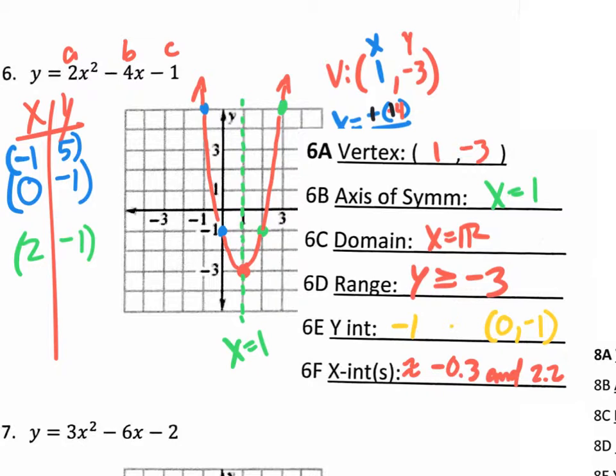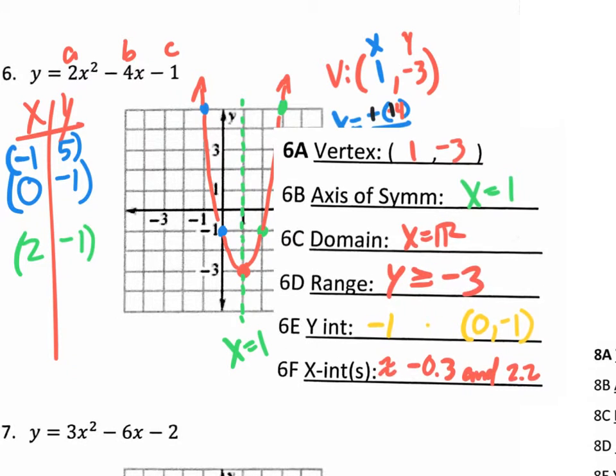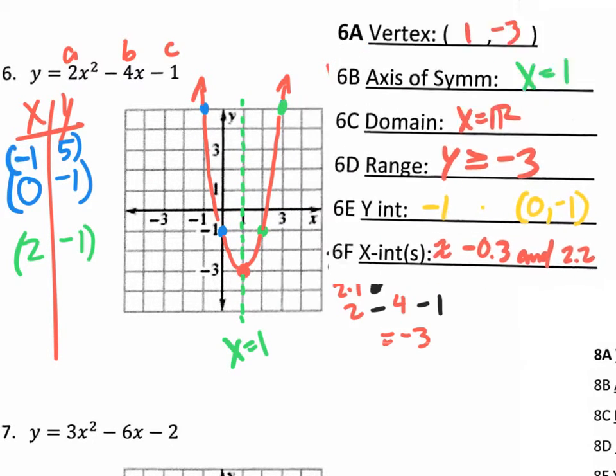2.2. Now, like I said, next week we'll find exactly the precise decimal location or radical value of wherever it actually crosses the x-axis. But right now, just give me what you believe. Ballpark, -0.3 and 2.2.